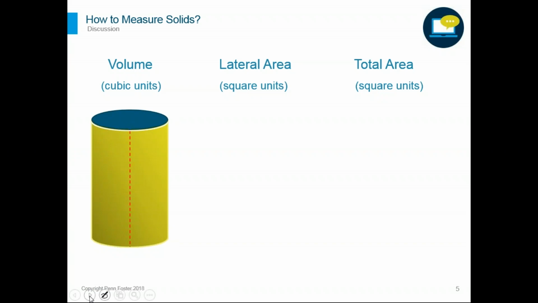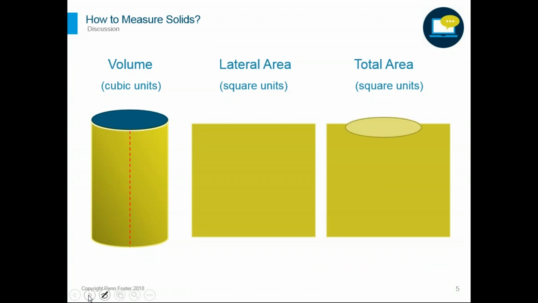Lateral area is that if you think about the cylinder and you cut the wall of the cylinder and try to measure the area of that wall, that will give you the lateral area, like this. And finally, the total area would be the area of the wall plus the area of any bases of the solid. So a total area would be the lateral area plus the area of the two bases.